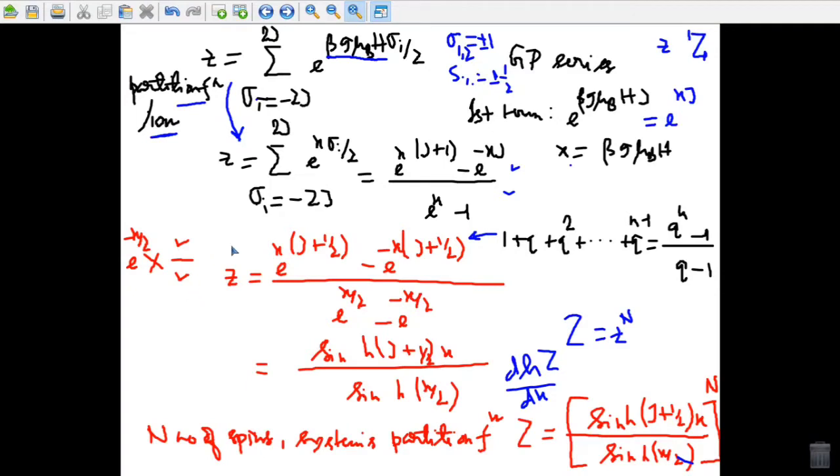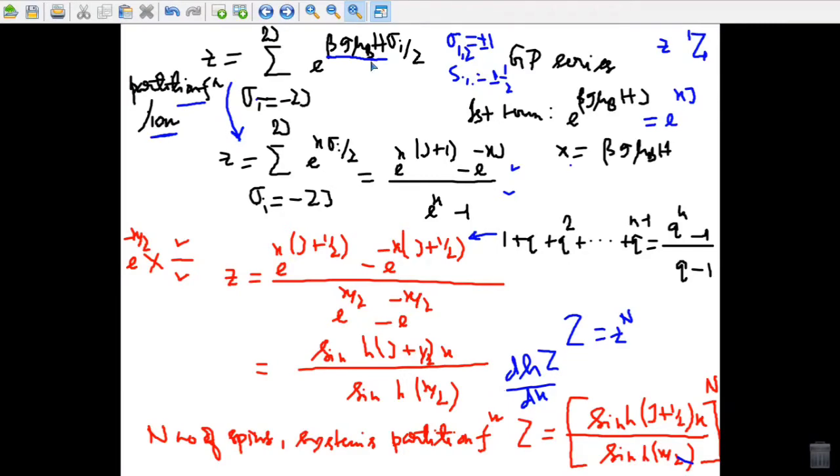So this is the partition function per ion. Now, if the number of spins is capital N, then the system's partition function is obtained as capital Z equals small z to the power N, that we have already discussed. Then the expression becomes this thing to the power N. So this is the answer to the first problem.